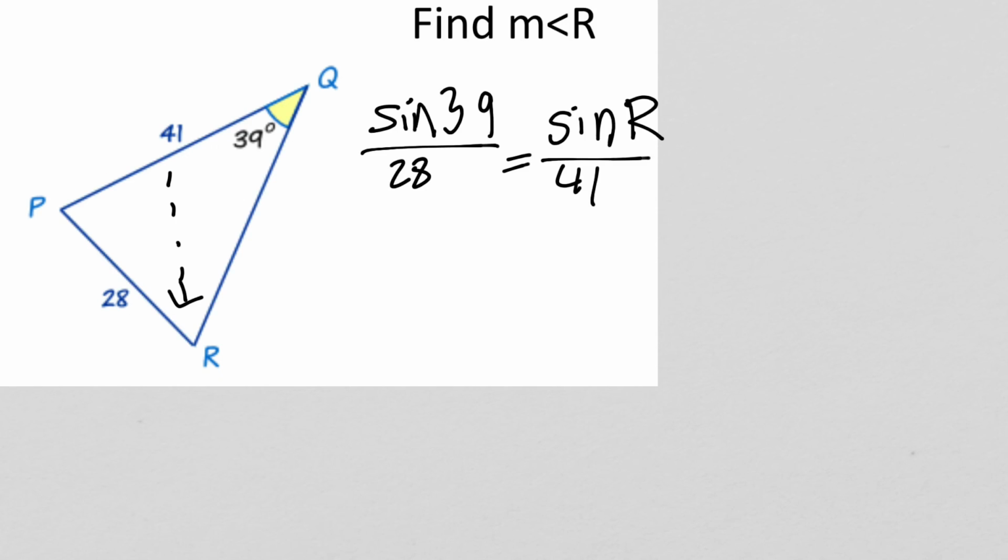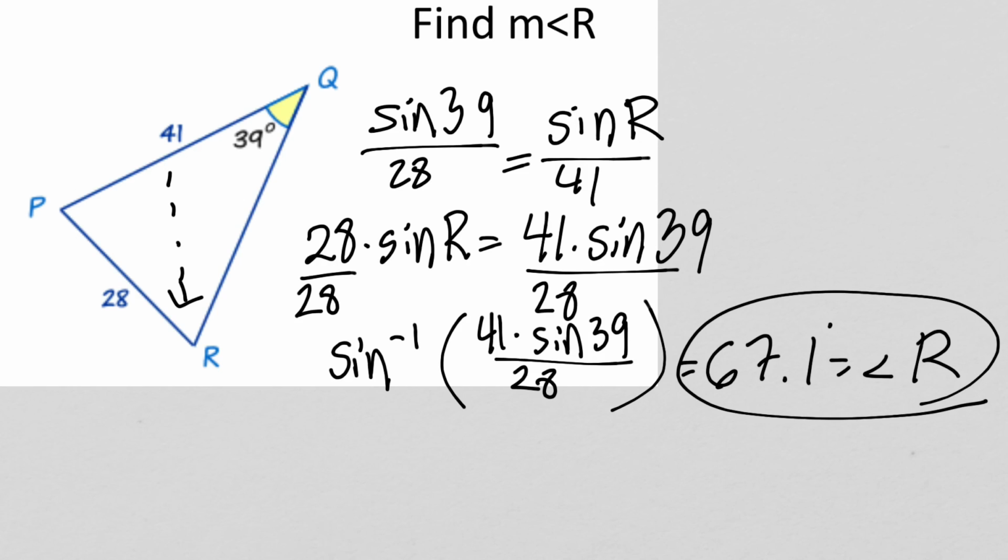Okay, did you set that up right? 39 degrees was opposite of 28, and then angle R was opposite of 41. All right, cross multiplication, see what you get for the angle. Okay, when I cross multiply, remembering that sine R means we're finding an angle, so this is the symbol to find an angle in the calculator. I get 67.1 degrees. Okay, that is it for ELR 8.4 on law of sines.